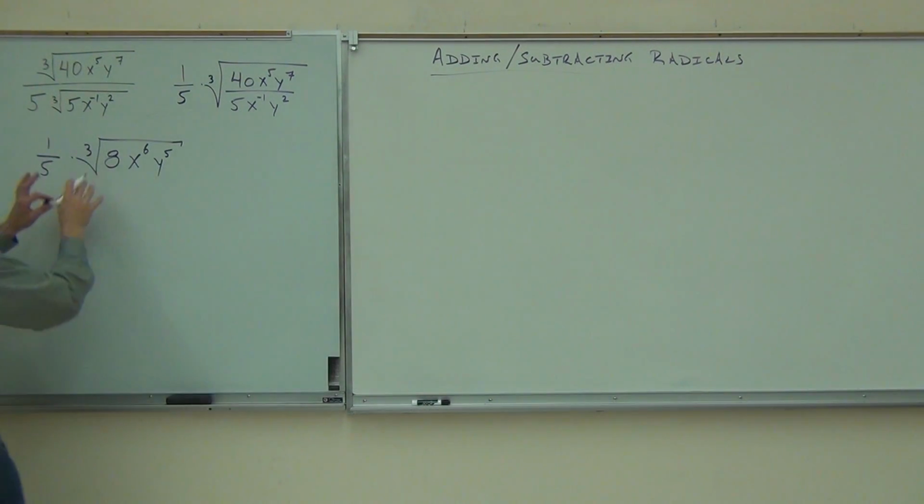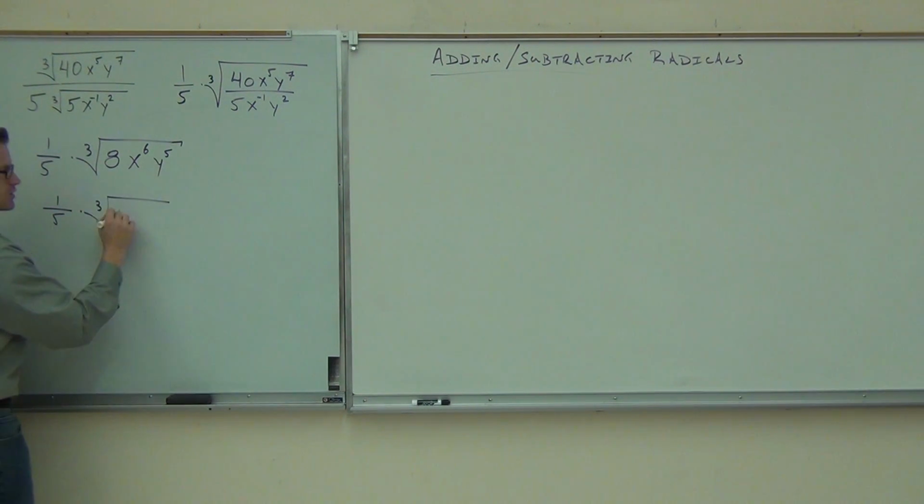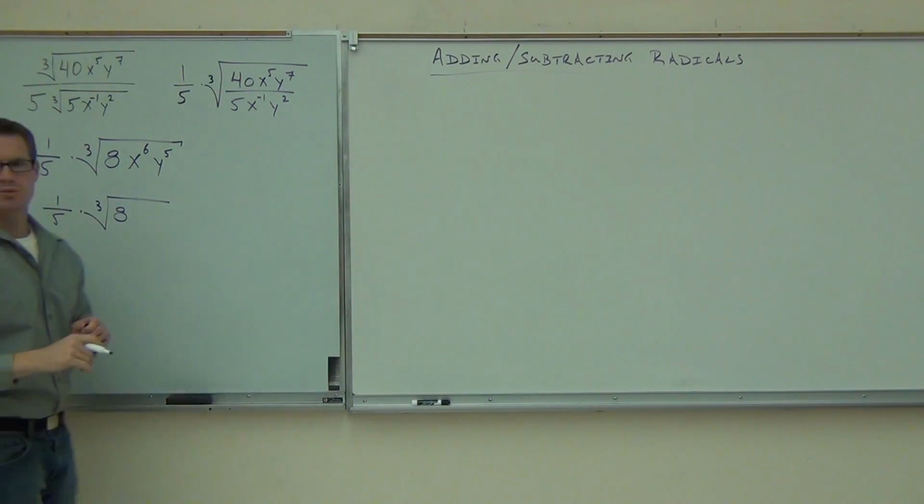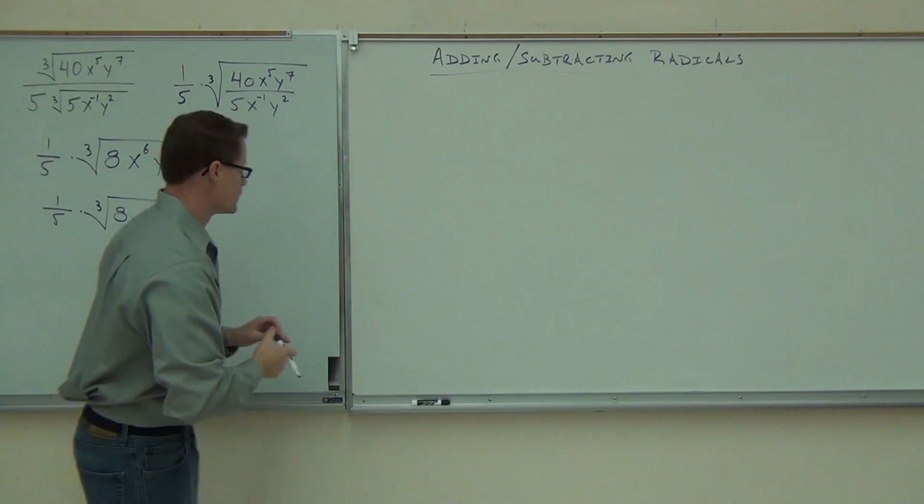At this point, we'll try to break this up to simplify this. It's a cube root, so we're looking for perfect cubes. Of course, 8 is already a perfect cube, so I'm going to leave that alone for now. I know the cube root of 8 is 2, so why change that? We don't want to do that.